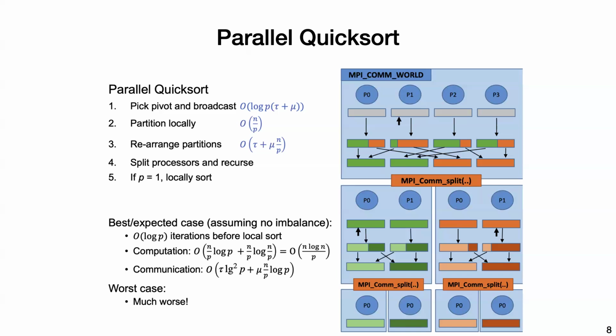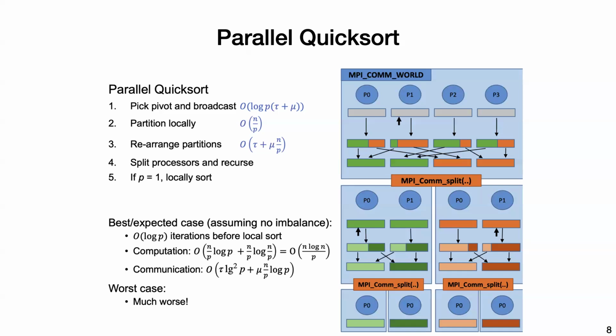So that is the computation time, which is better. This reaches the lower bound in expectation, n log n over p. The communication time is, so this part, mu n over p log p, comes from, in each round, you have to do this partition rearranging, and you do it in log p rounds. And then this tau log squared p comes from this broadcast.